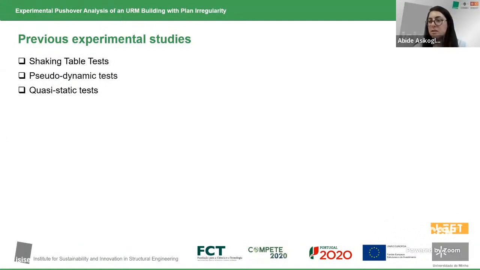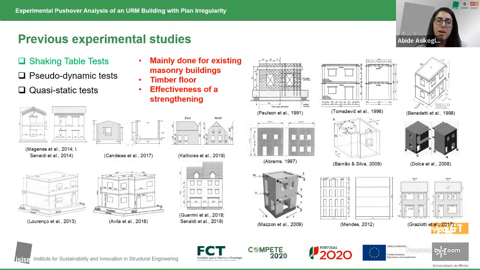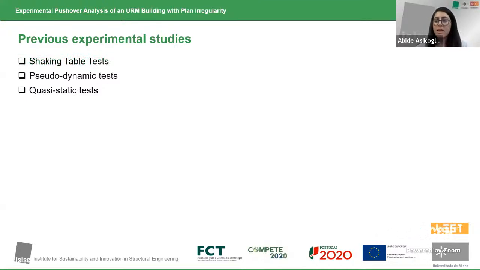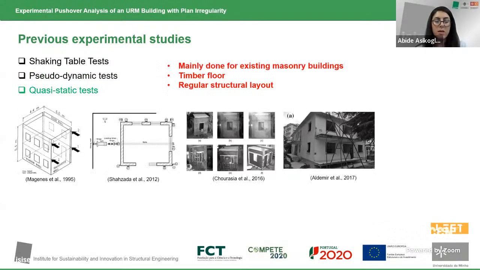Previous experimental studies of masonry buildings are mainly focused on shaking table tests, and there are a significant number of them. Most of them are done for existing masonry buildings which have timber floors, or usually they study the effectiveness of a strengthening. Only three of them, at least as far as I found, studied modern masonry buildings with reinforced concrete slabs. In the case of pseudo-dynamic tests, very limited research is found. On the other hand, there are a few studies that conducted quasi-static testing on an unreinforced masonry building. But again, mainly on existing masonry buildings with timber floors. And also they usually had a regular structural layout.